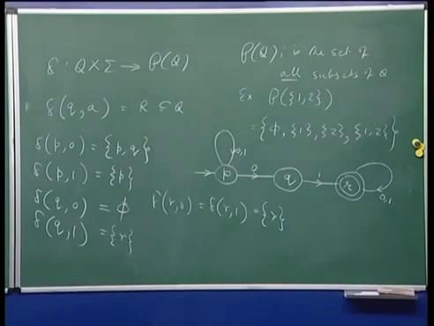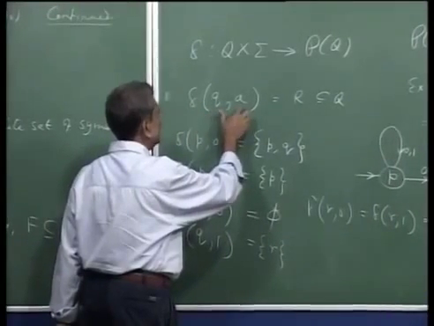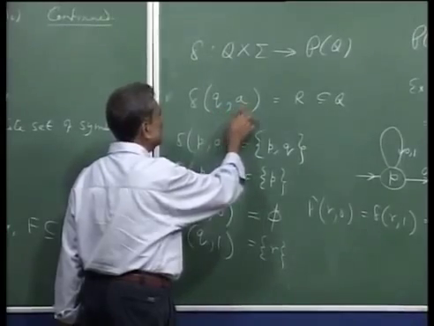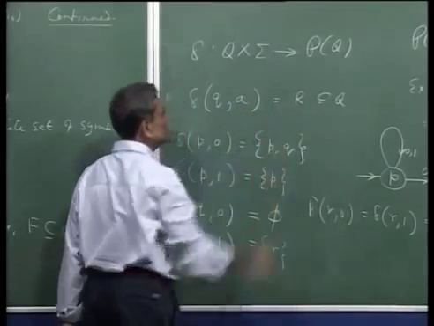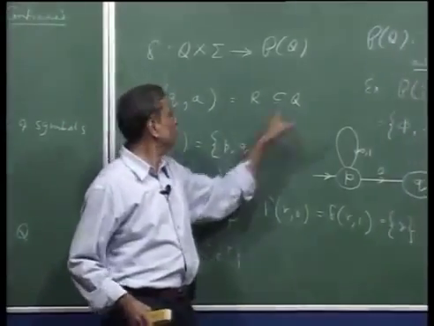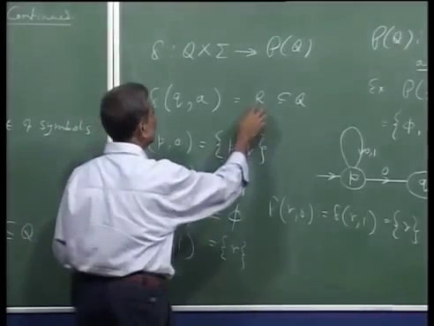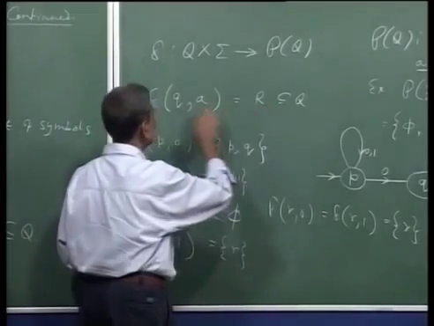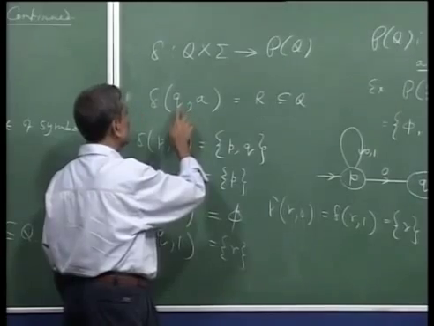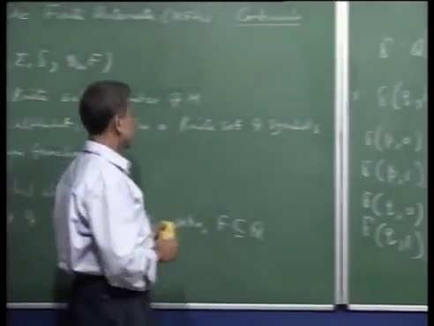So, just to emphasize once more, in case of an NFA, when we say delta(Q, A) = R, which is a subset of Q, what we mean is, our understanding is that R is the set of all states the machine can go to from the state Q on symbol A.